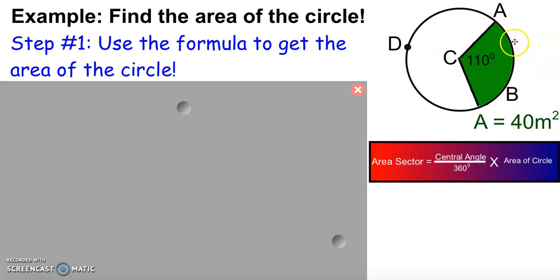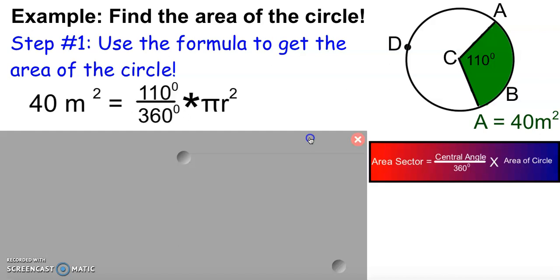So I'm going to just fill out my formula to figure out the area of the circle. So area of sector equals whatever the fraction is of the circle times area of circle. So the area of sector is 40. So 40 equals, in this case, 110 over 360 times area of a circle. And that's what we're going to be trying to get, this part of the formula. So again, 40 equals fraction of circle times area of circle.